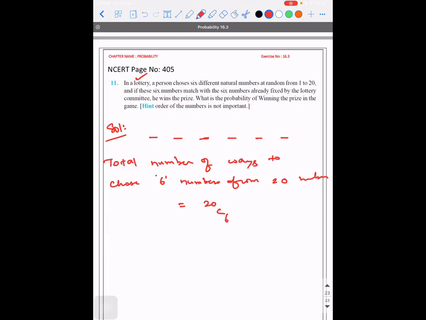Yes. So they told order of the numbers is not important. Let me read the question again. If the 6 numbers match with the 6 numbers already fixed by the lottery committee, he wins the prize. Means, suppose the numbers he's getting is 2, 3, 4, 5, 6, 1. If suppose he has the numbers 1, 2, 3, 4, 5, 6 also, he's going to win. That's what I'm able to understand.